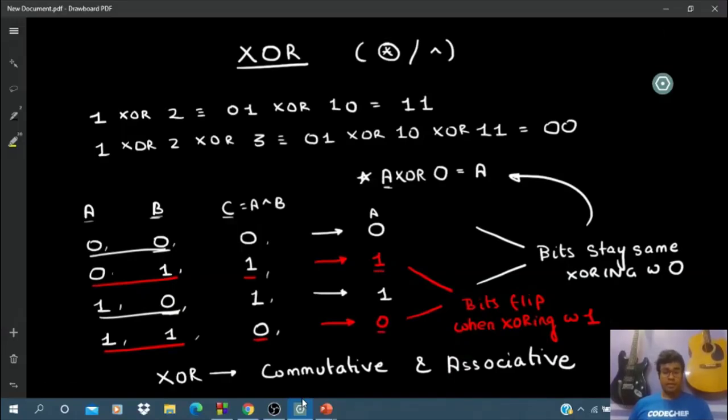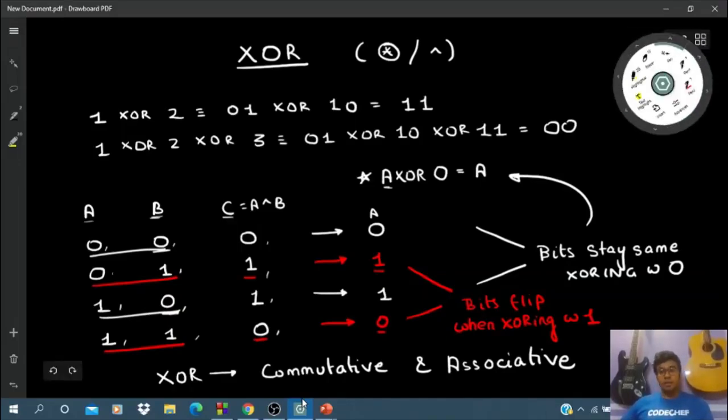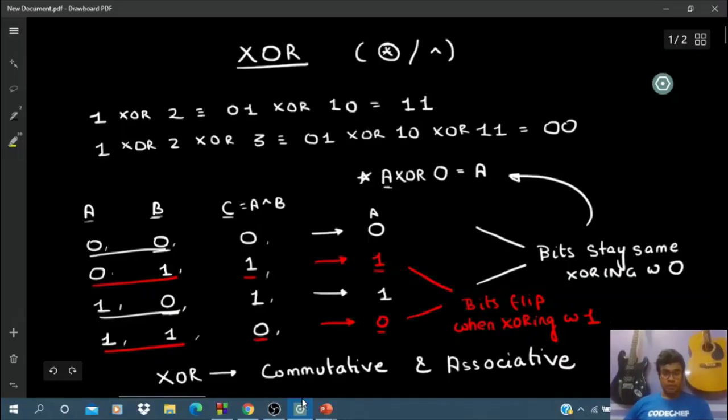It is not the value of A. It is basically the opposite of A. The bits flipped. So one more thing to remember is that bits flip when you're XORing with 1. This is one thing to keep in mind while we're solving this question, because this will help us in our journey to solve this question.